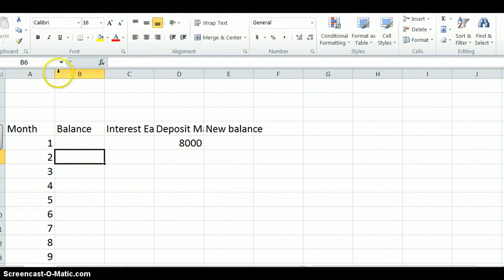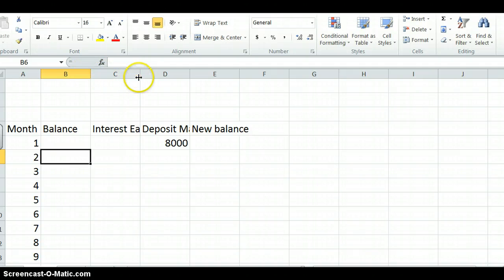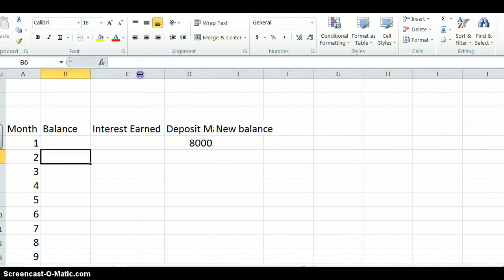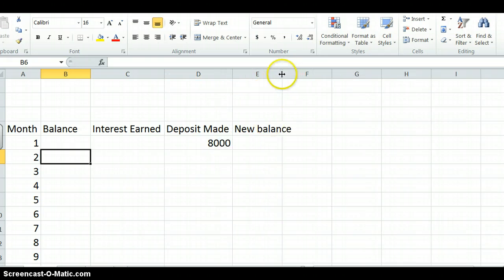Okay, here are the headings. Some of these are a little bit too big, so I'm going to move this over, and you can just highlight it and double click, and it will fit perfectly for you. It will automatically set that up.